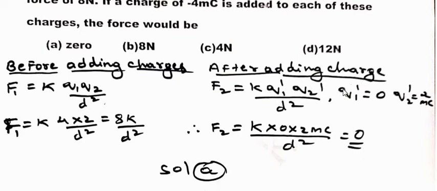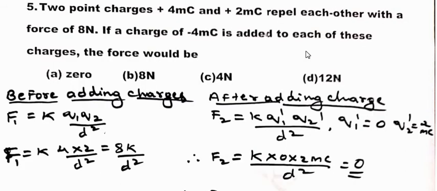Now after adding the charge, F2 would be K into Q1 dash into Q2 dash by D square. What is Q1 dash? Plus 4 millicoulomb minus 4 millicoulomb. It should be 0. Q2 dash is minus 4 plus 2 millicoulomb minus 4 millicoulomb, that is minus 2 millicoulomb. So F2 would be K into 0 into 2 millicoulomb by D square, which should be equal to 0.